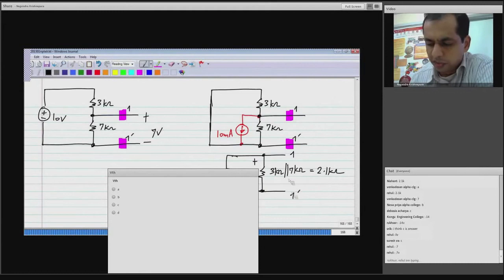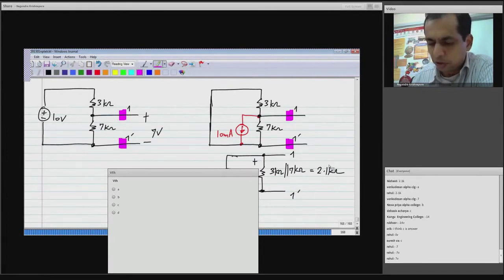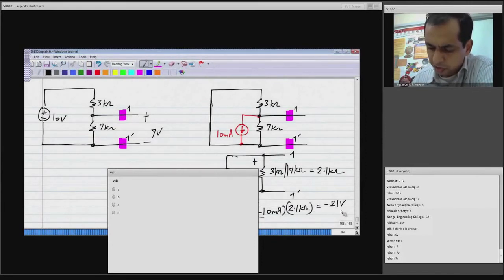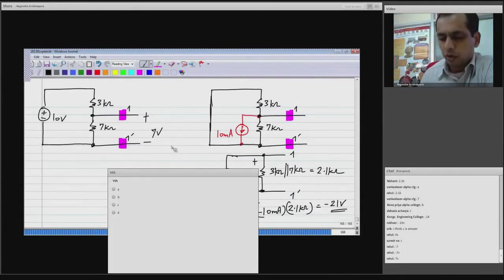So the voltage across this from 1 to 1 prime, that is with 1 being positive, is minus 10 milliamps times 2.1 kilo ohms because of this polarity of the 10 milliamp current source. So 10 milliamp is being drawn like this. So this voltage is minus 10 milliamp times 2.1 kilo ohm, which is minus 21 volts. Okay. So again, if you have got some different answers, please look at this and then figure out where you have gone wrong.